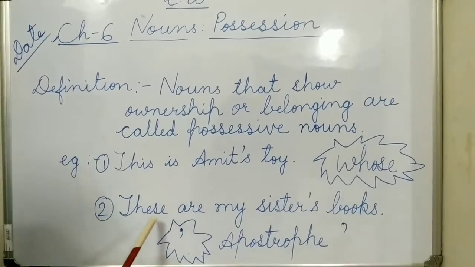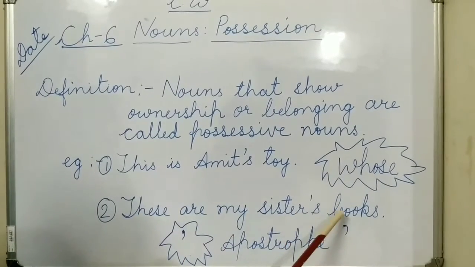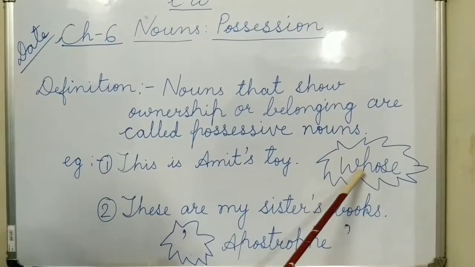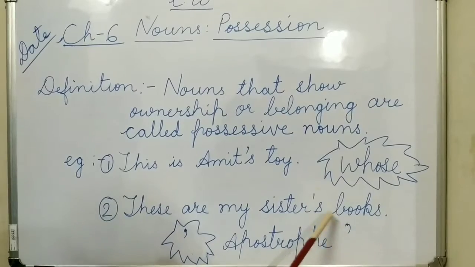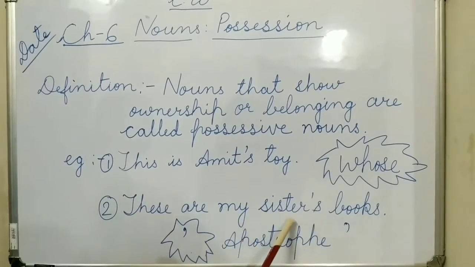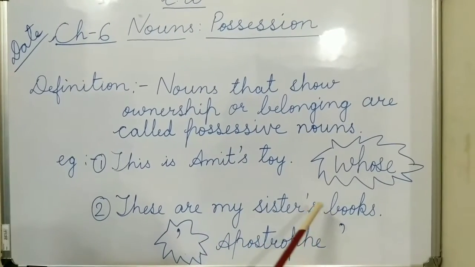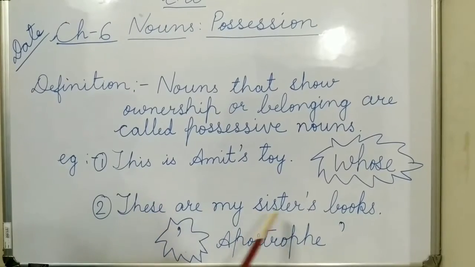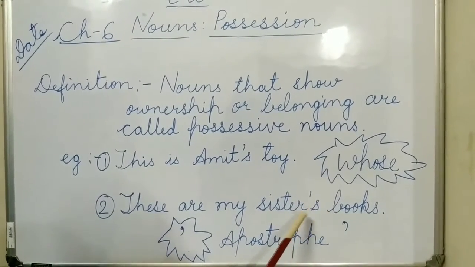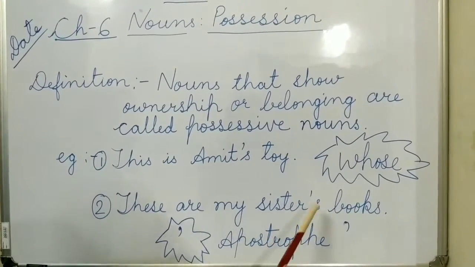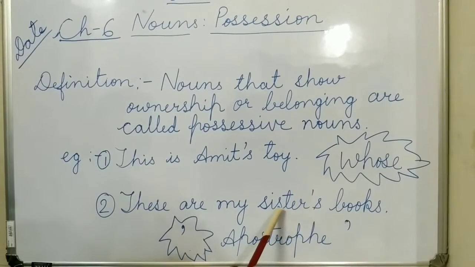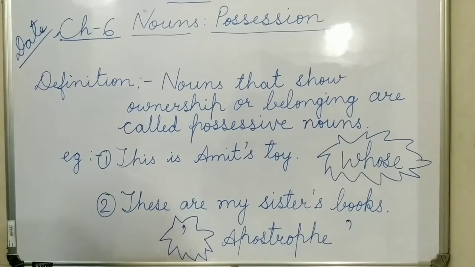Example 2. These are my sister's books. Ask the question whose? Whose books are these? These are my sister's books. My sister is the owner of these books. These books belong to my sister. We use apostrophe after a noun to show belonging.